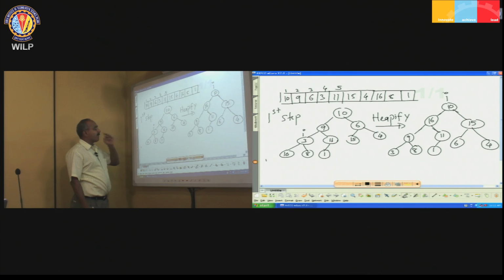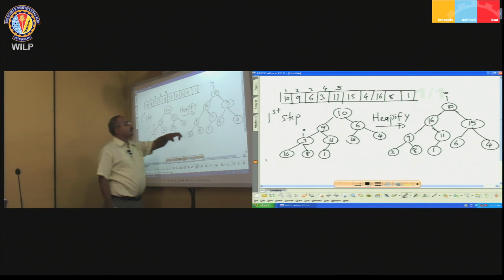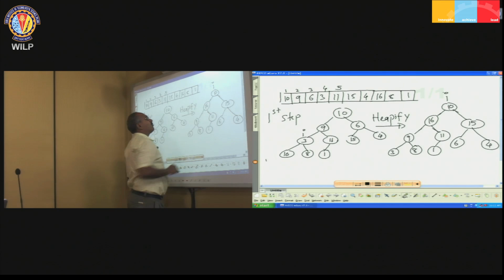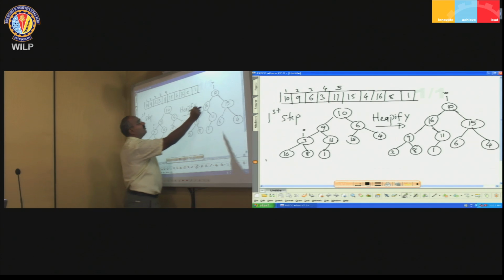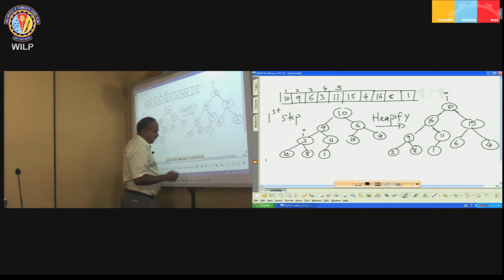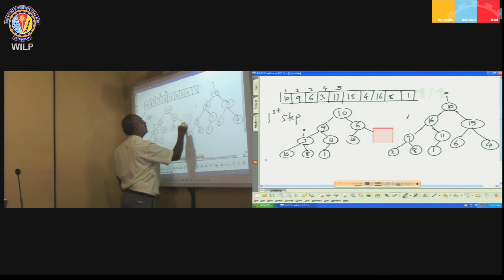Correct. So, now again there is a heap property violated at the root, you again heapify, correct. And finally you will get a heap. So, what you can do now is simply complete the final tree. Let me put this here.